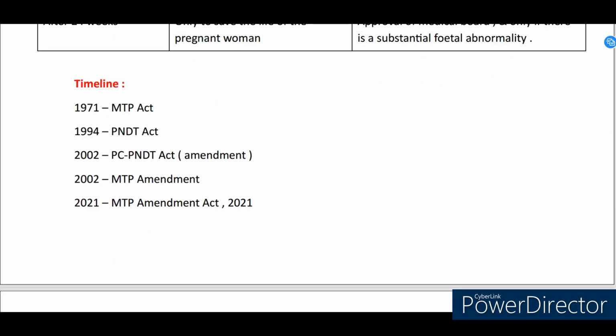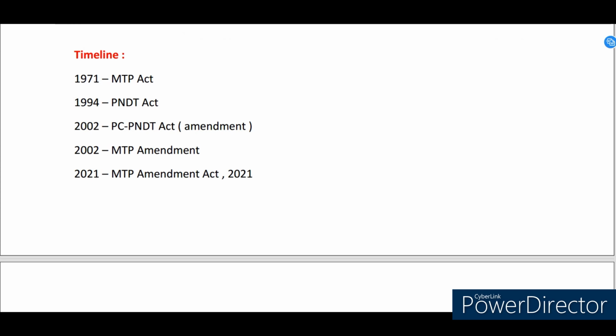And now coming to the timeline, we know that the MTP Act was started in 1971, followed by PNDT in 1994, which got amended in 2002 to PC-PNDT, Preconception Prenatal Diagnostic Technique Act. The MTP amendment was also done in 2002, where the term lunatics was replaced by mentally ill persons and the power was given to the government to select the place for the termination of pregnancy. And MTP Amendment Act 2021, where it has enhanced the gestational limits from 20 weeks to 24 weeks.